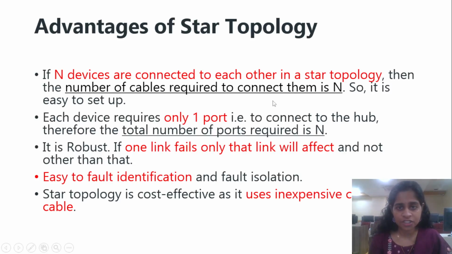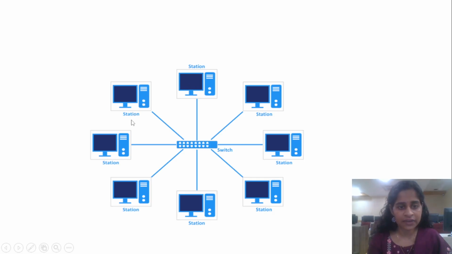Now, what are the advantages of star topology? The first advantage here is if there are n devices which are connected to each other, then the number of cables required is n. So it is very easy to set up the connection. Here you know that we are having total 8 stations, so we need total 8 cables. And those cables can be coaxial cable and all. So very easy. If I want to add one, I just want to add one with one cable.